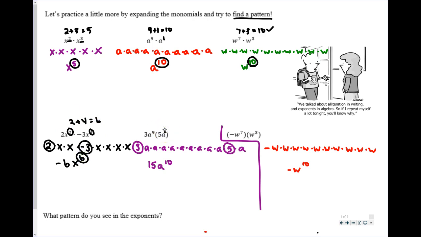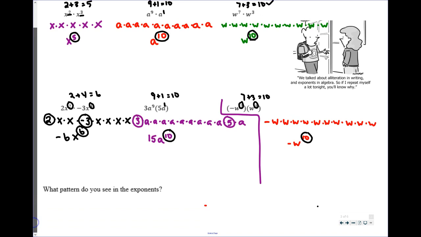This I'm going to write in the 1, and this is a habit to get into, is to always write in your invisible ones. It's really going to help you. 9 plus 1 equals 10, which is what we had here. And then the last one, 7 plus 3, also equals 10, and that's how many w's we had down here. So this is a pattern that we see with exponents, is that when you're multiplying terms like this, all you have to do is keep the base and add the exponent.